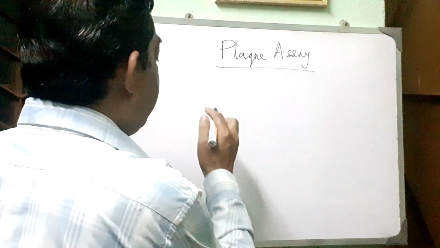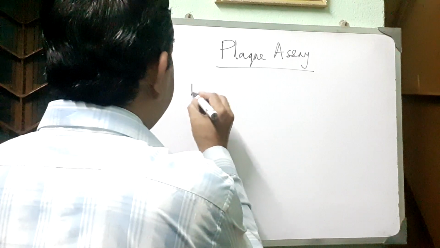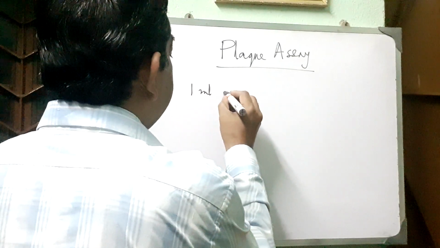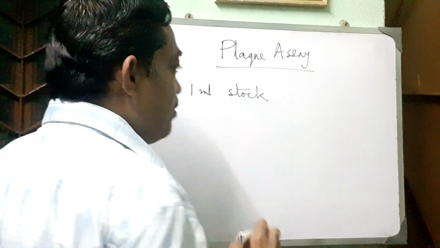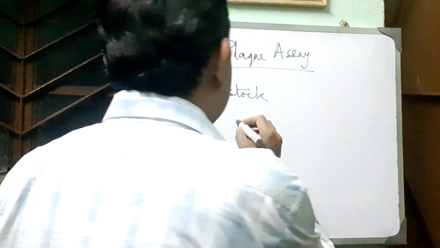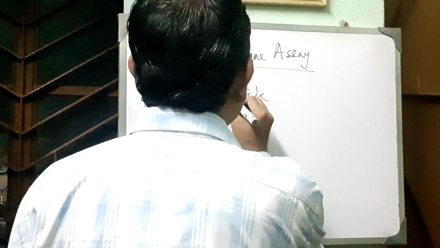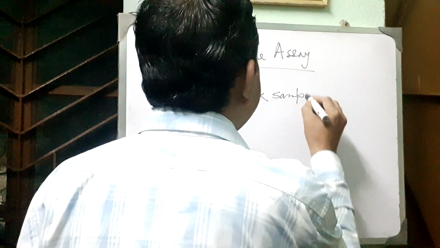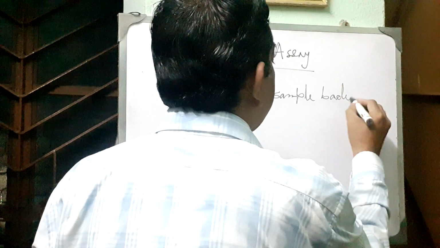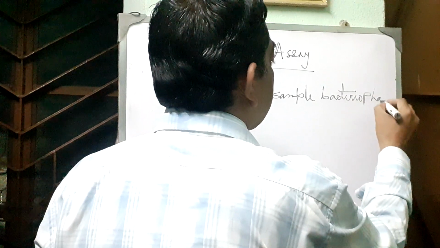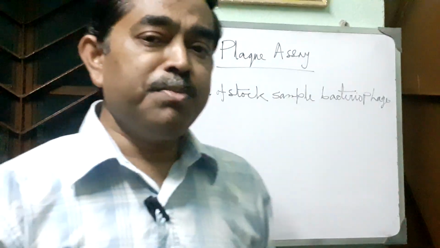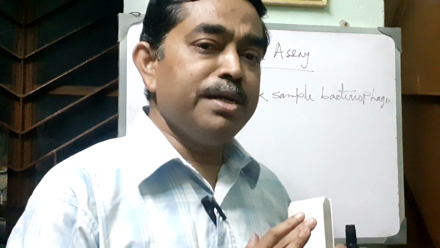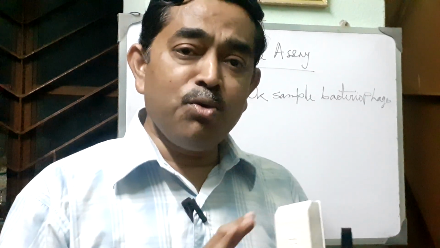Say that in the vat, a 1 ml sample can be taken as a stock solution of bacteriophage, where the bacteriophage is suspected to be present. So you will take 1 ml of the stock sample of bacteriophage. It is expected that some bacteriophage will be there, and along with it some starter culture bacteria will also be present in the sample.